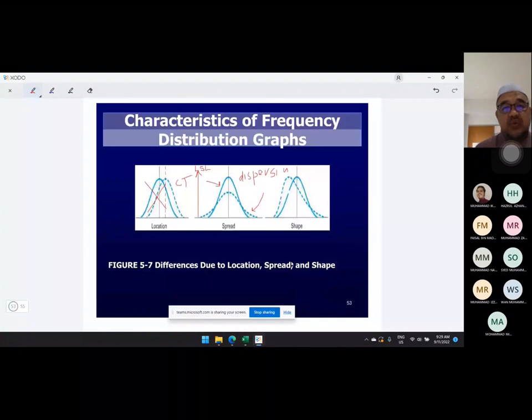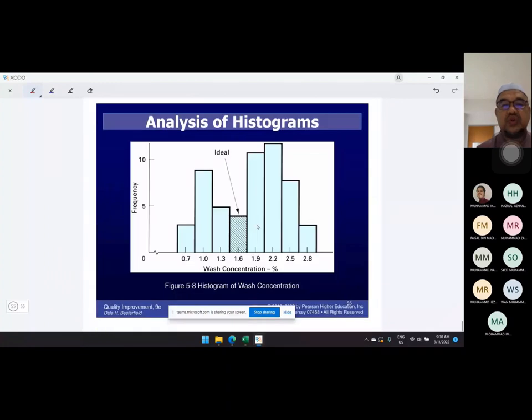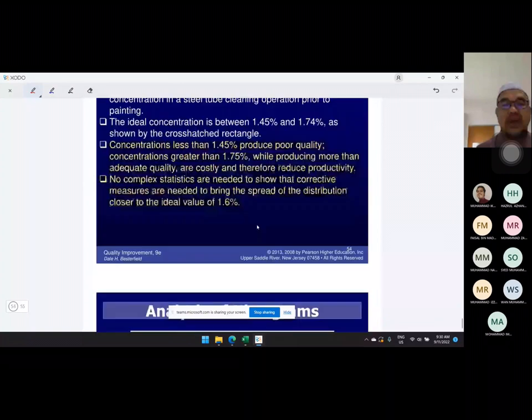Okay, characteristics of the frequency distribution graph. We already discussed this a lot. I hope you will try to remember and show your understanding. Location, central tendency, and then spread, variation, dispersion, and then the shape. So these are some of the things that I hope you would learn and show your understanding from this.